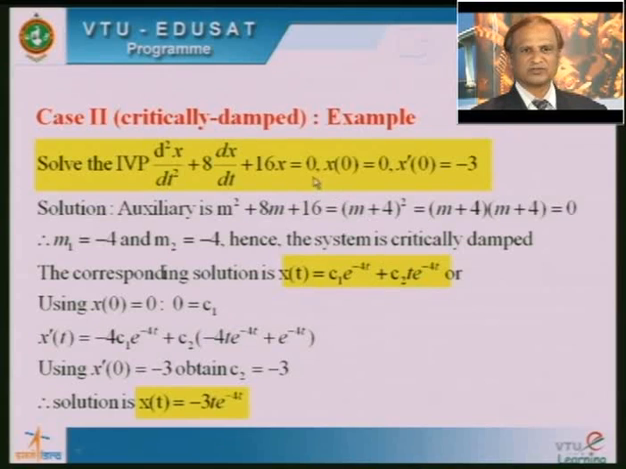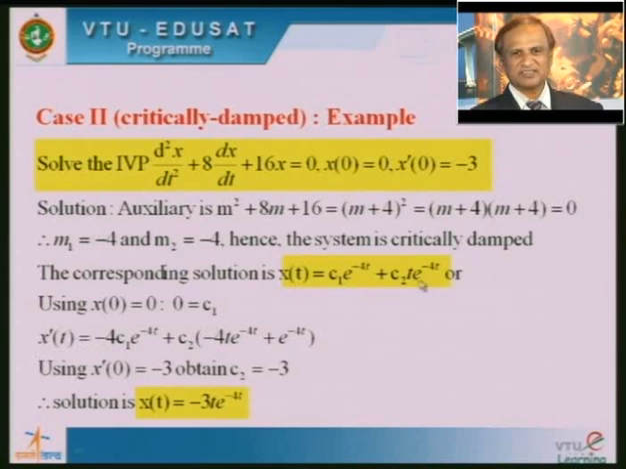Now I want to use the given conditions. What are the given conditions? x of 0 is equal to 0. I can obtain the arbitrary constant c1. I have to replace t by 0, so the exponential becomes 1 and x of 0 is equal to 0. So I hope we will get c1 is equal to 0.